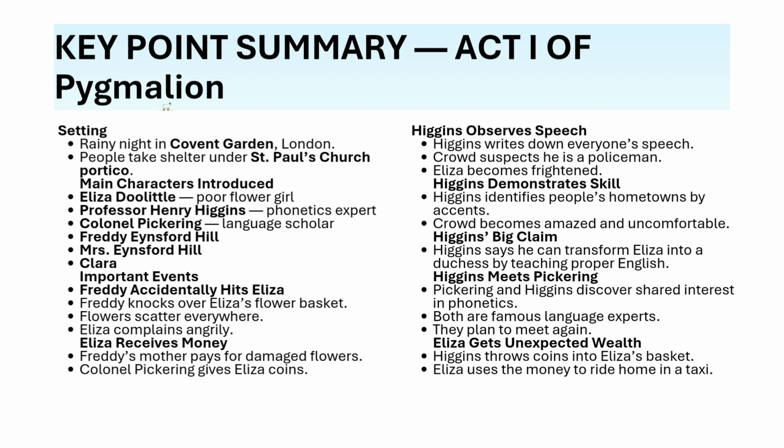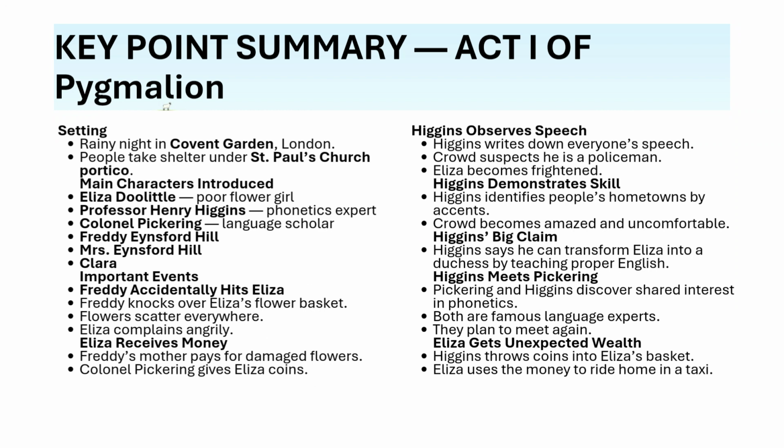Meanwhile, Higgins quietly observes the people around him and writes notes about their speech patterns. Seeing him recording information, some members of the crowd become suspicious and assume that he may be a policeman or government official. Eliza becomes particularly frightened because she fears getting into trouble. At this point, Higgins demonstrates his extraordinary skill. He reveals that he can identify where people come from simply by listening to their accents. One after another, he accurately identifies their places of origin. The crowd is both amazed and uneasy by this remarkable ability.